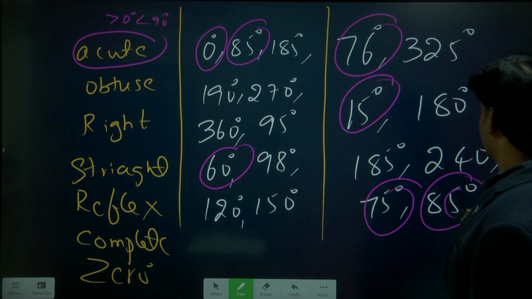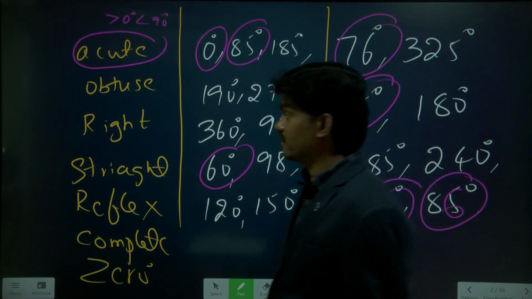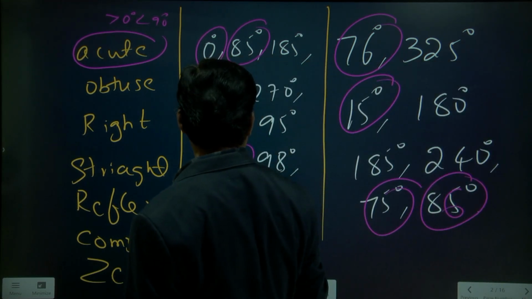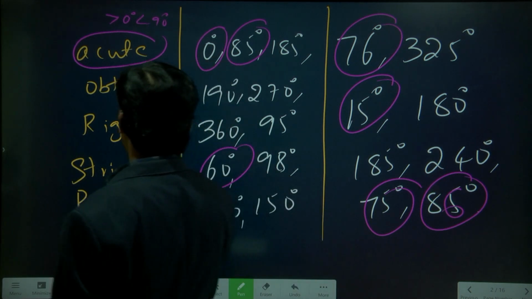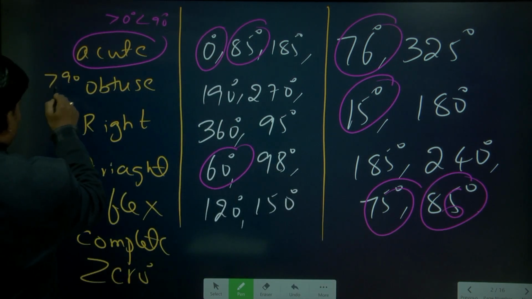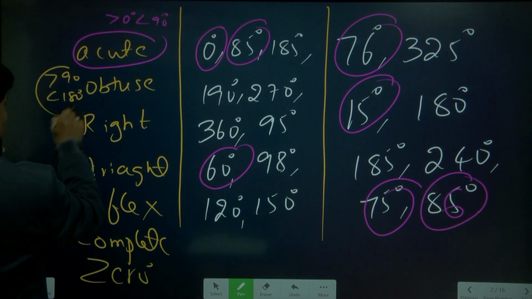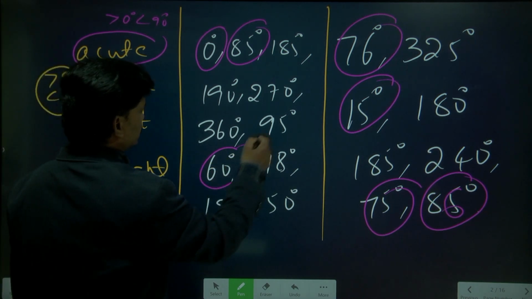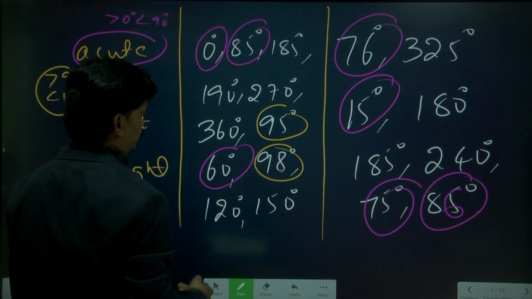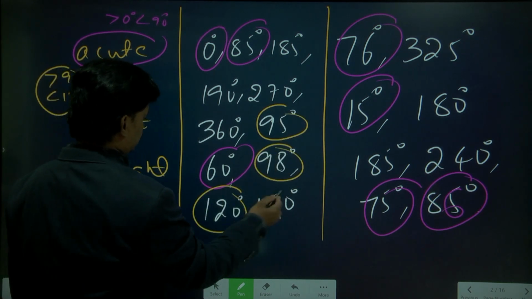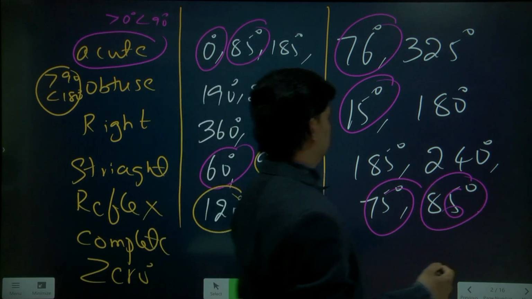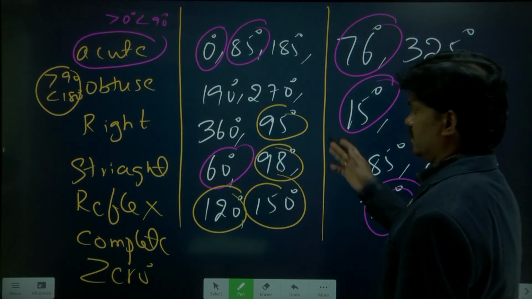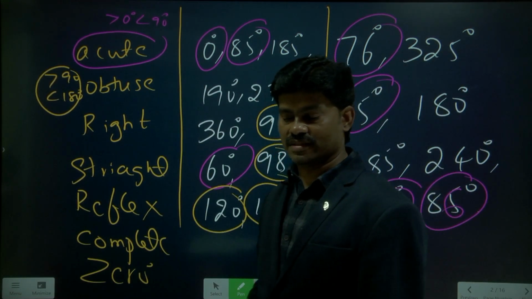85 is repeated, so I will take it as 86. These are acute angles. Obtuse means greater than 90, less than 180. Okay, obtuse angle, greater than 90, less than 180. This one, and this one, up to 180. Yes, that's all. These yellow markings are obtuse angles.